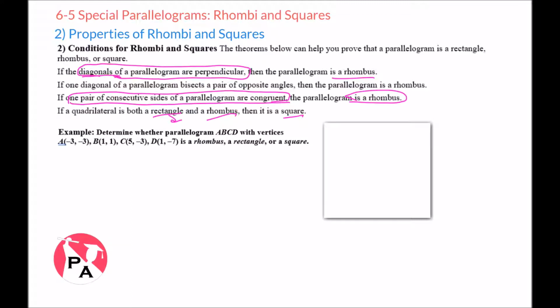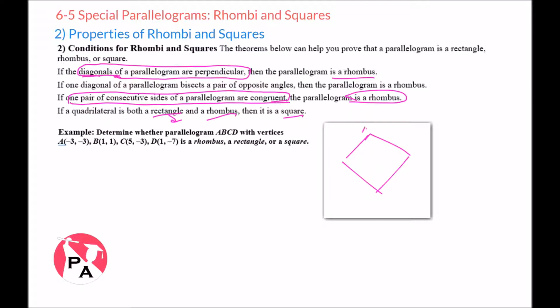Now let's go over the example. Determine whether parallelogram ABCD with vertices ABCD is a rhombus, rectangle, or a square. So here's a key piece of information. We don't need to prove whether this is a parallelogram or not because it is given already. Now I'm just going to draw out a random quadrilateral that looks like a rhombus.